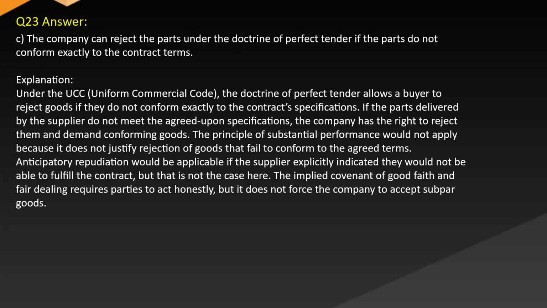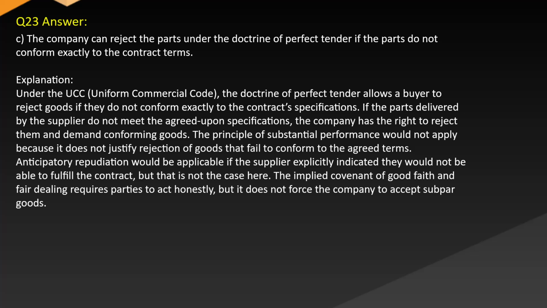Answer. C. The company can reject the parts under the doctrine of perfect tender if the parts do not conform exactly to the contract terms. Explanation. Under the Uniform Commercial Code, the doctrine of perfect tender allows a buyer to reject goods if they do not conform exactly to the contract's specifications. If the parts delivered by the supplier do not meet the agreed upon specifications, the company has the right to reject them and demand conforming goods.